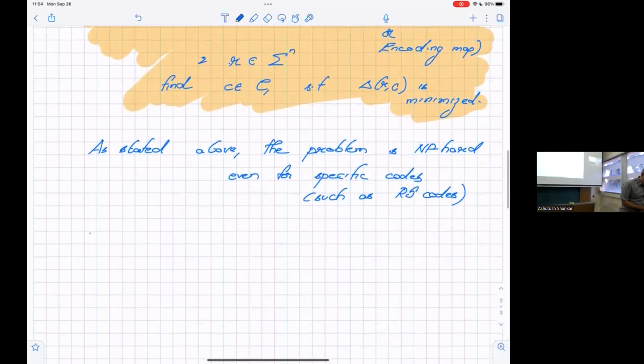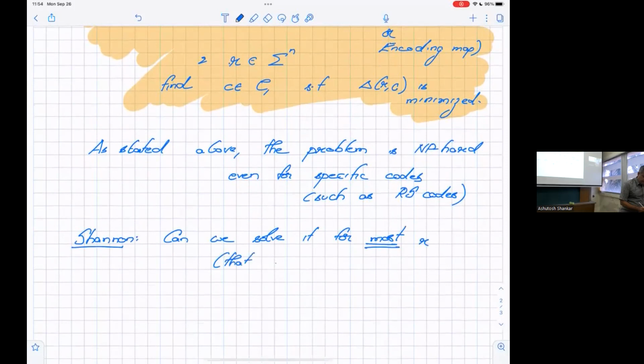So then you could ask a Shannon-like question: can we solve it for most received words R that arise for Shannon? You might not be able to solve it in the general case, but as long as you have an algorithm that solves it most of the time, this will answer Shannon's question.